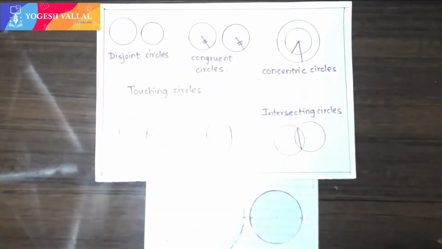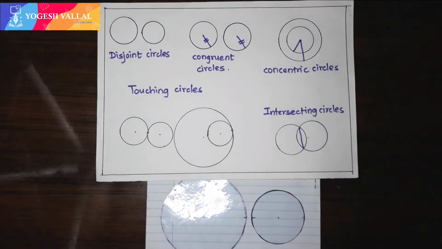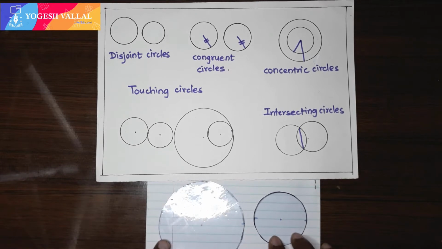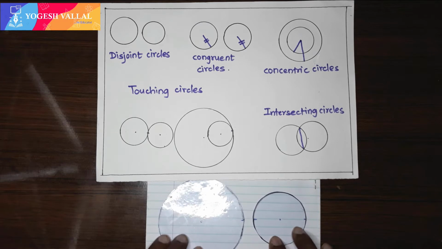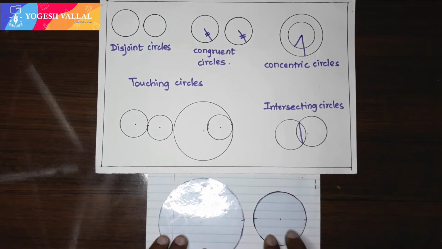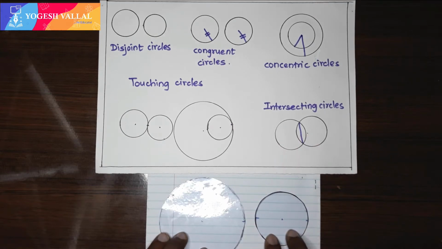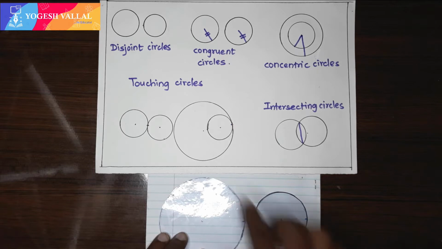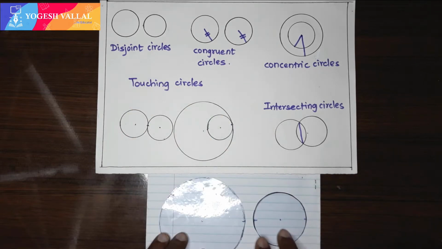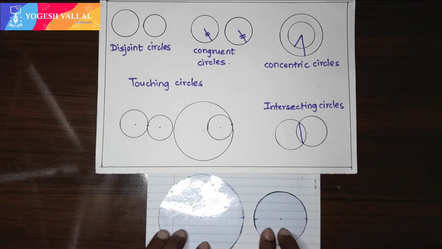Friends, in the previous lecture, we have seen the family of circles. I have taken two circles here. Now I am going to move these two circles. First of all, see this. These two circles are in a plane and they don't have anything in common. So these two circles are disjoint circles. That is our type 1. Now I will move these two circles towards each other.